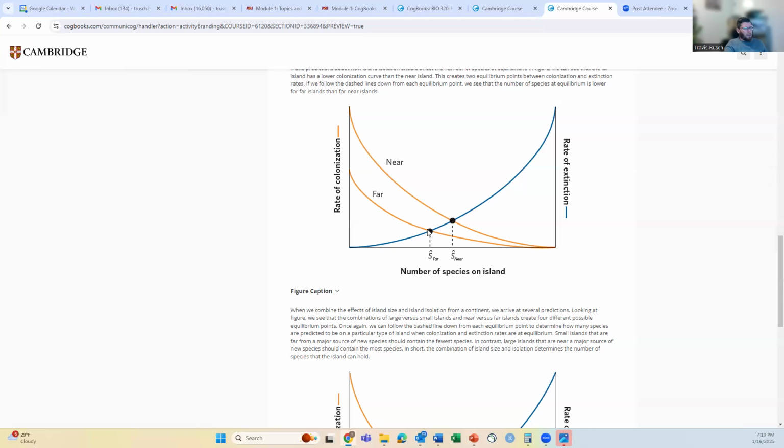And it does the same thing, right? So it changes that point of equilibrium. A far island is going to result in lower numbers of species than a near island.